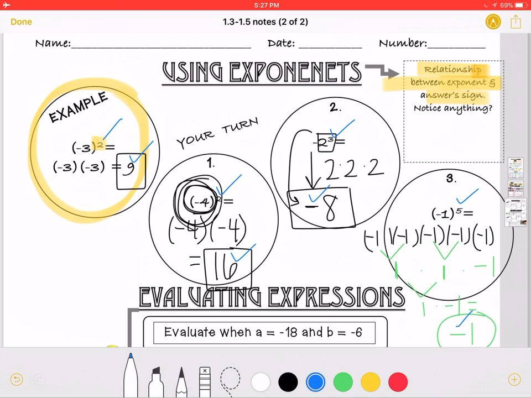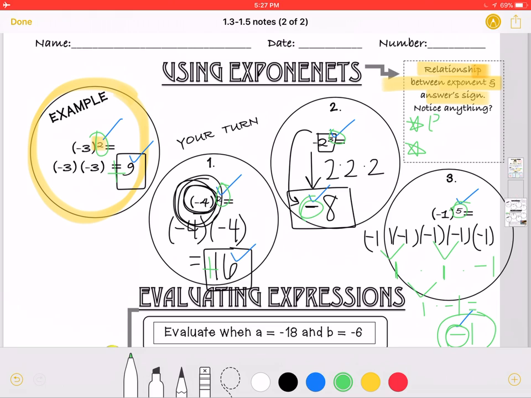When you have an even exponent, your answer is going to be positive. When you have an odd exponent, your answer is going to be negative. So you might want to make that note here. Write both of those points down for me.